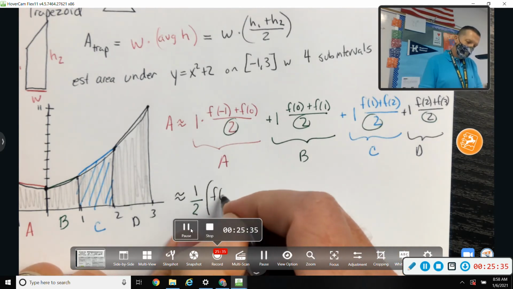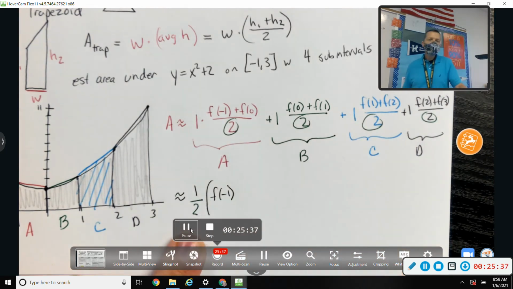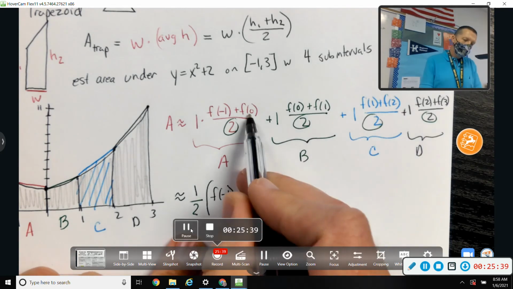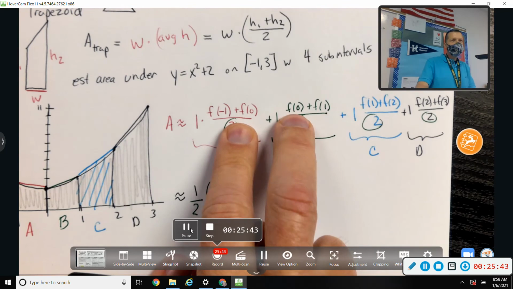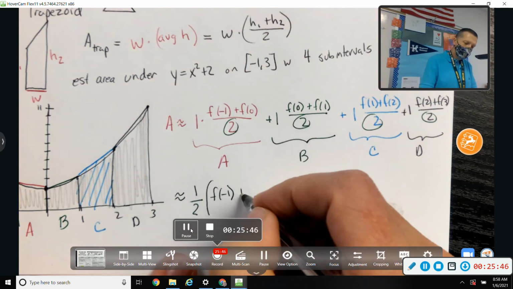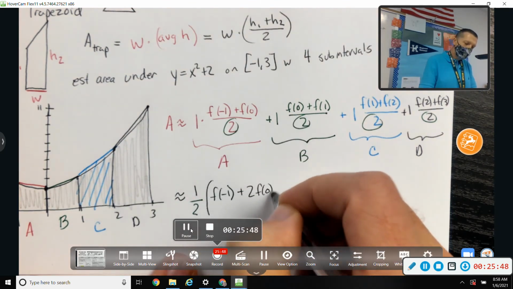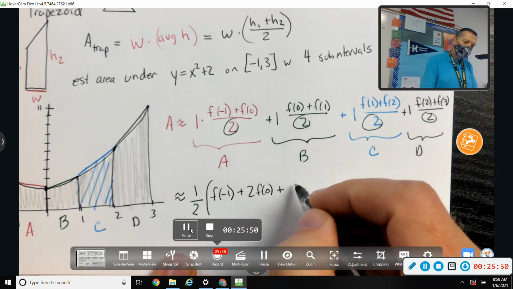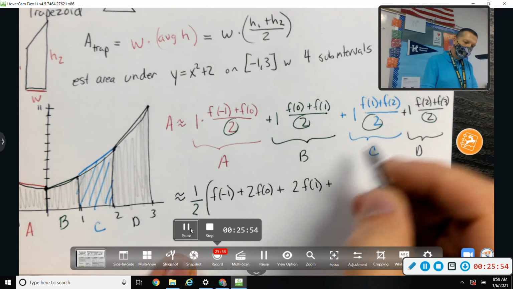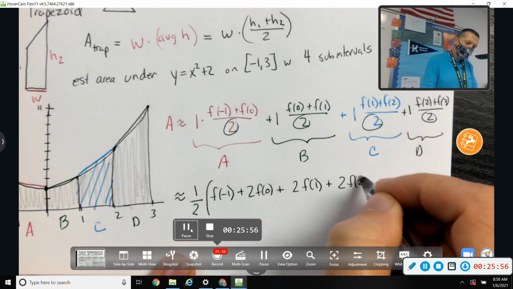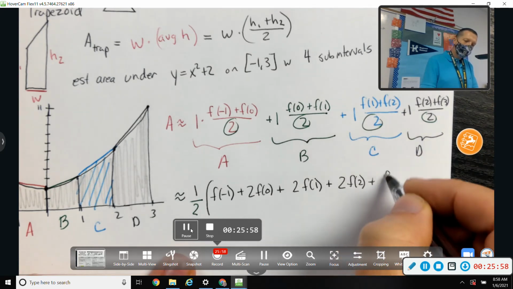F of negative 1 plus, how many F of zeros are there? There's 2 of them. And there's 2 F of 1s. And there's 2 F of 2s. But there's only 1 F of 3.